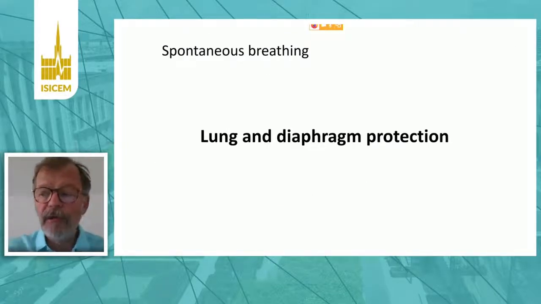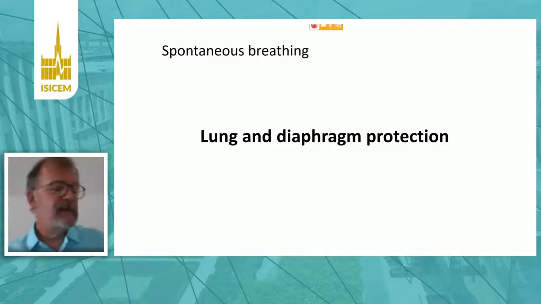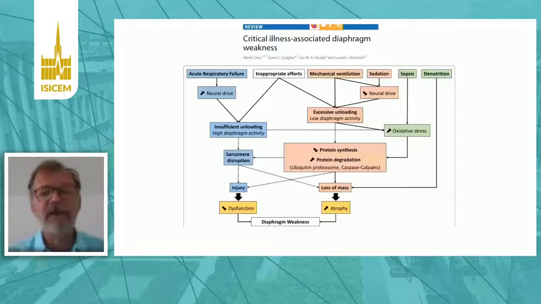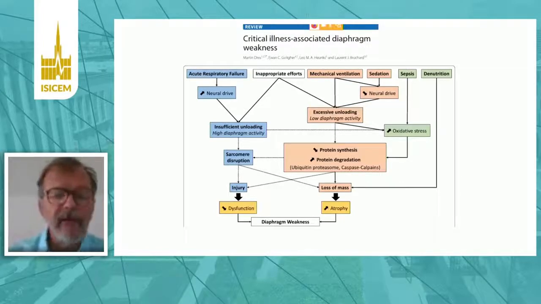It may also be important to monitor respiratory effort from the diaphragm standpoint. So not only to protect the lung, but also to protect the diaphragm. This is a bit of a complicated slide, but it shows that there are many reasons explaining why the diaphragm, which is the most important muscle for respiration, may be injured or may become weak in the ICU.